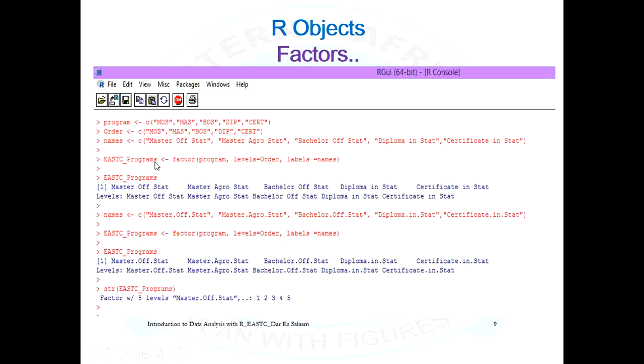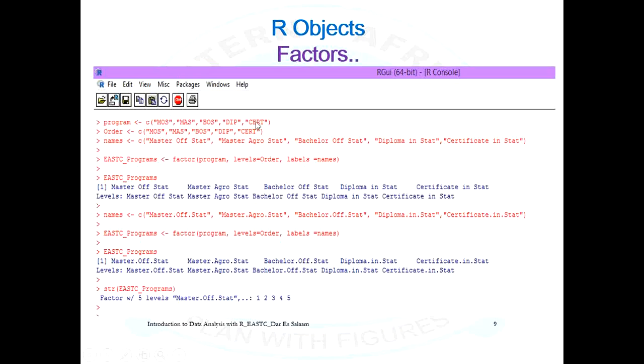So simply type programs, let's take programs for instance. You create a factor variable, program. This is a vector object, my categories, levels, the ordering. How do you wish your ordering to appear? I want MSS to be the first, MAS the second, BOSS the third, D the fourth, and specifically certificate the fifth. So if you see this arrangement, the ordering is the same as the first one.